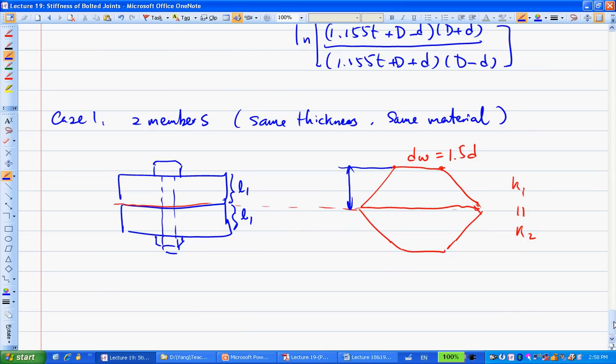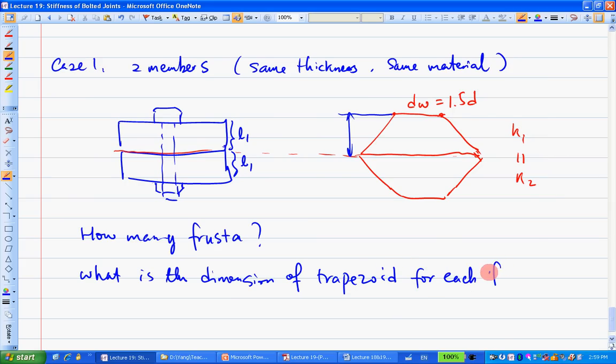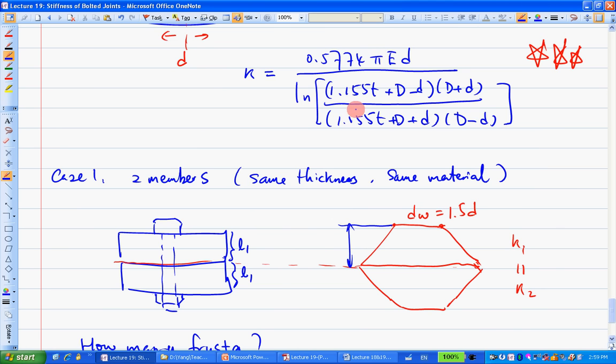So basically, what you've kind of figured out now is you need to ask yourself how many frustums there are under the cone, and what the dimensions of the trapezoid are for each frustum, right? If you can figure those things out, you can calculate the stiffness very easily by using the general formula over here. So that's case number one.